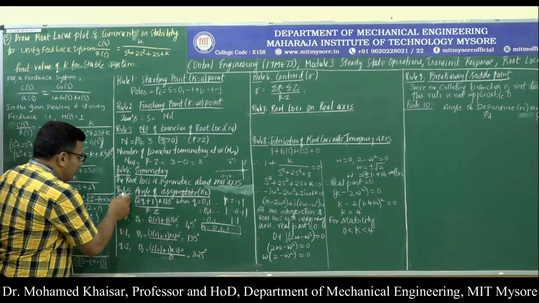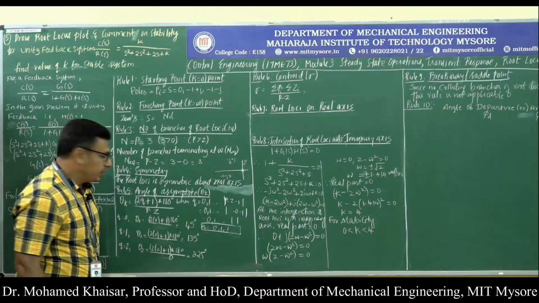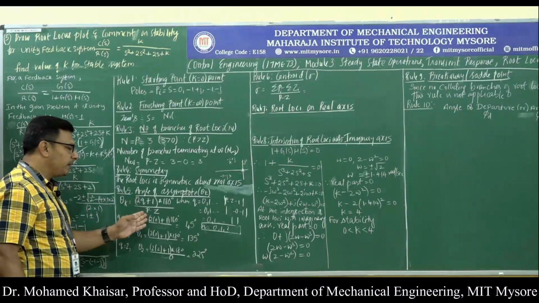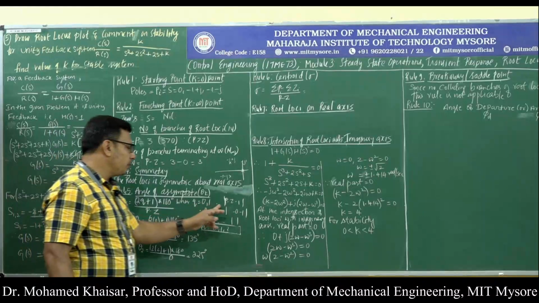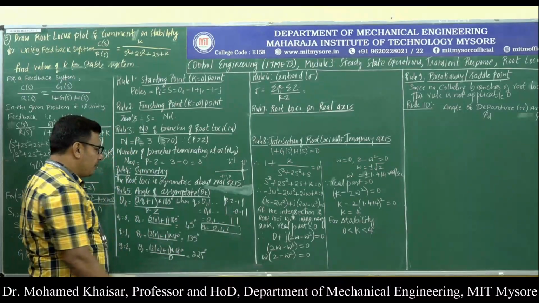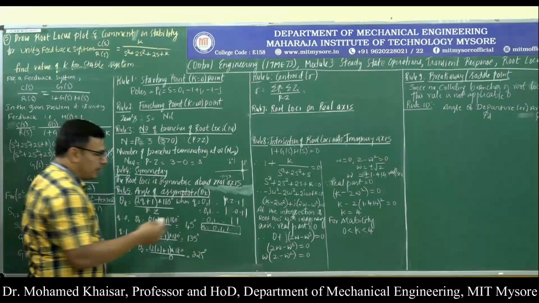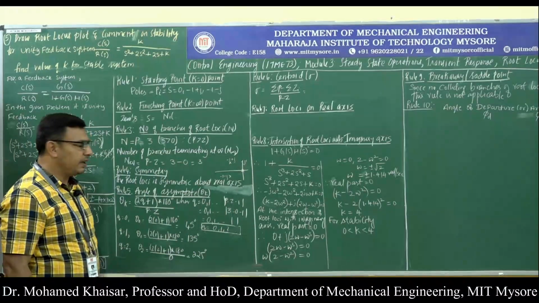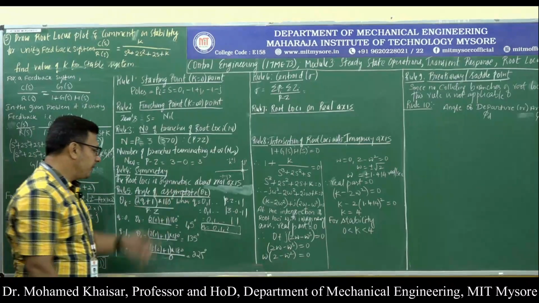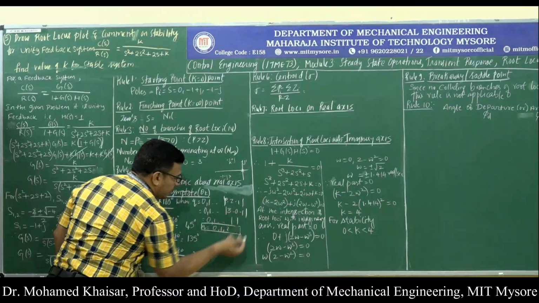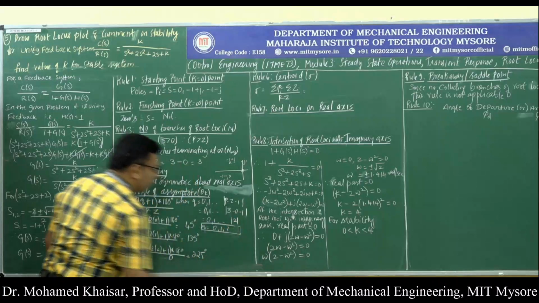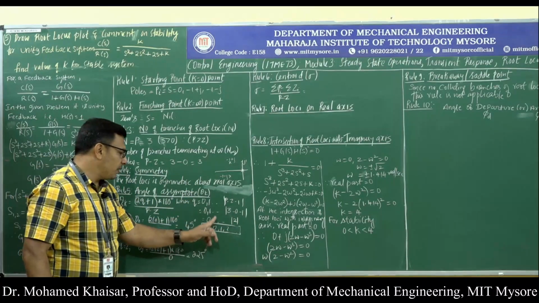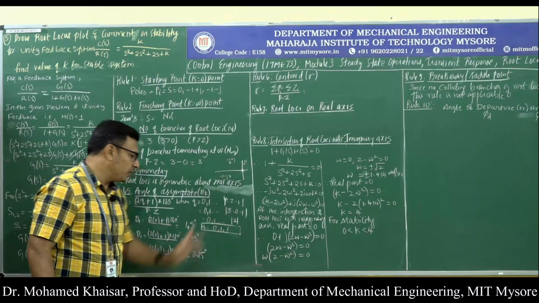Then rule 5, asymptotic straight lines, angle of asymptotes. We know the formula: (2q plus 1) into 180 divided by (p minus z), where q is equal to 0, 1, 2, etc., up to modulus of p minus z minus 1. What is p? P is the number of poles, 3. And z is the number of zeros, which is 0. So 3 minus 0 is 3, minus 1, it is 2. So modulus of 2 means the value of q has to be varied from 0, 1, etc., up to modulus of 2.